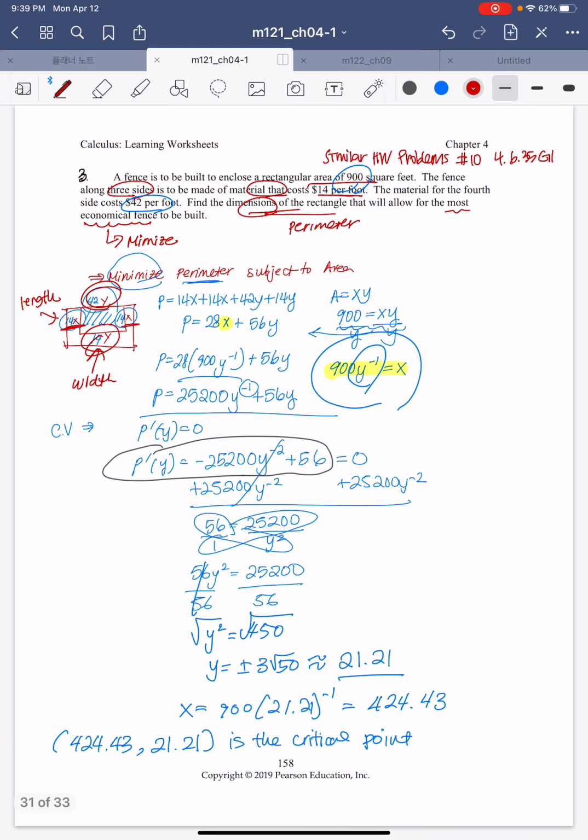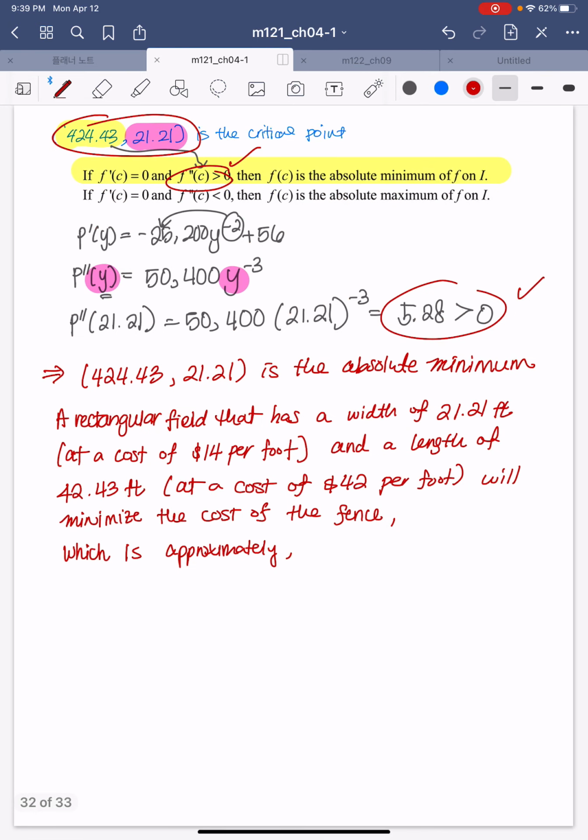Well, let's find out. This is our function. So we have 28x, where x was 424.43, and then we have 56y, which is 21.21. So how much? Let's check. 28 times 424.43 plus 56 times 21.21.